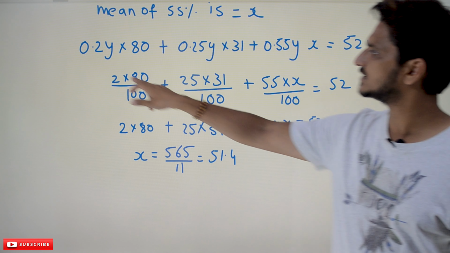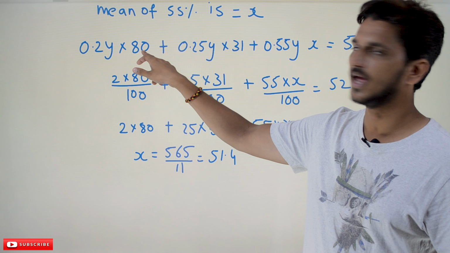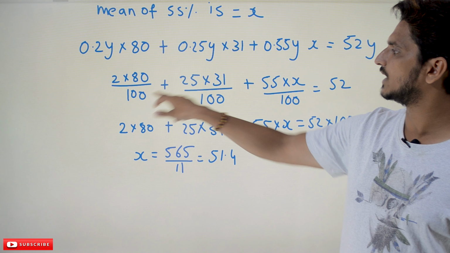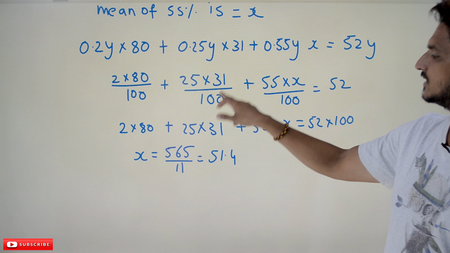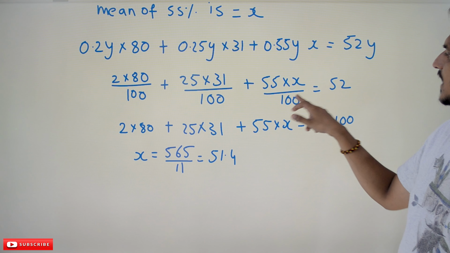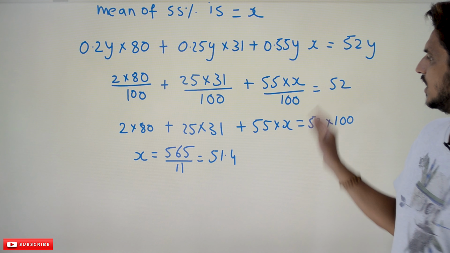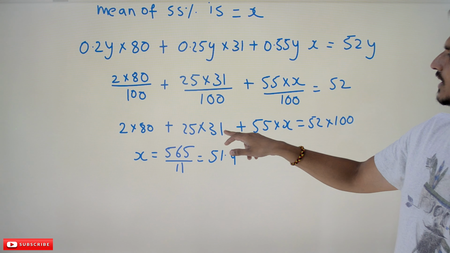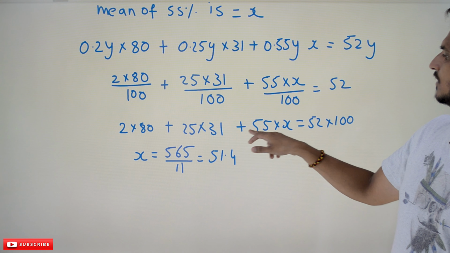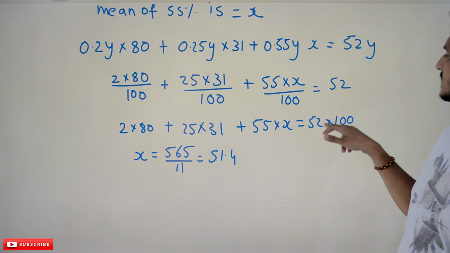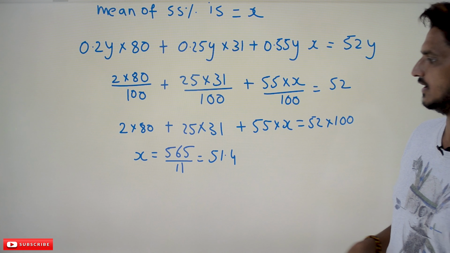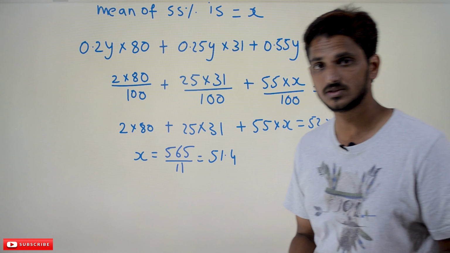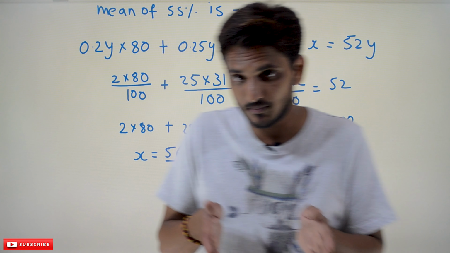Now this can be written as 0.2 multiplied by 80. 0.2 can be written as 2 by 100. So 2 multiplied by 80 by 100 plus 25 multiplied by 31 by 100 plus 55 multiplied by x by 100 is equal to 52. If you take this 100 to the other side, 2 multiplied by 80 plus 25 multiplied by 31 plus 55 multiplied by x is equal to 52 multiplied by 100. x is equal to 565 by 11, which is 51.4. x means the mean of the middle 55% students.